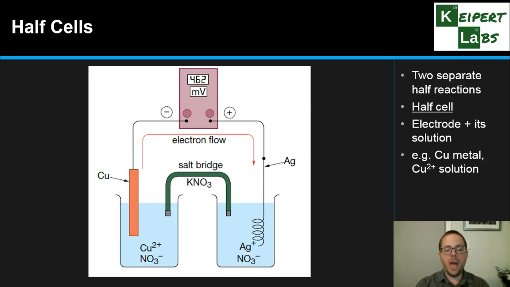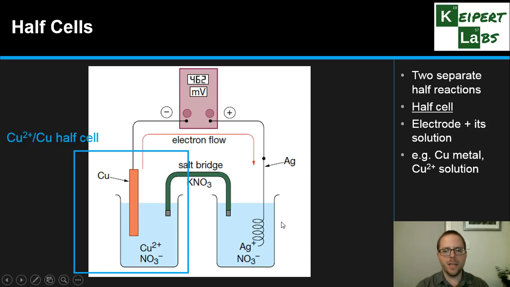Okay, so depending on how we're setting it up, each half cell might be different. We might take out the silver and swap it for zinc, or we might take out the copper and swap it for iron. Okay, so the idea is that we can still have a galvanic cell if we swap out one half cell for something else, but you need to have two for it to work. You need to have electrons going from one thing to something else.